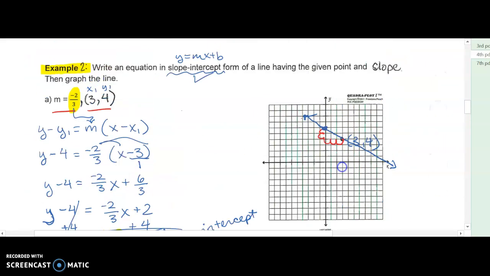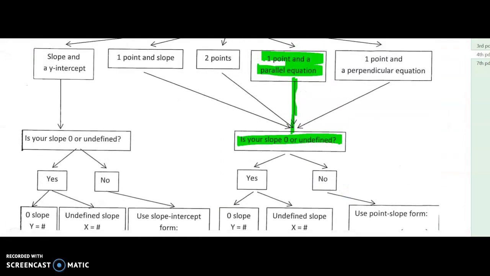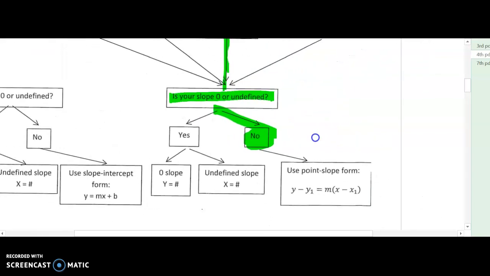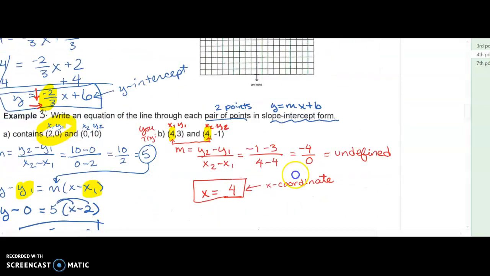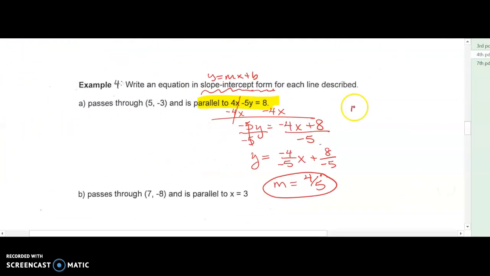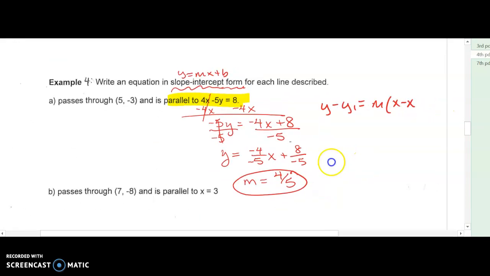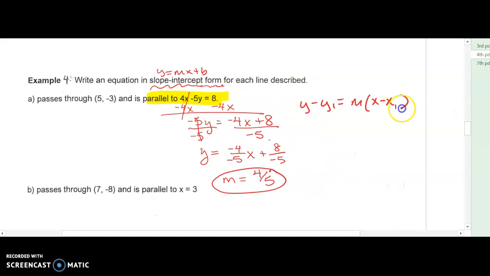So going back to our flow chart, is our slope 0 or undefined? No, it is not. And so use the point slope form again. Here we go. So y minus y1 equals m times x minus x1. We know that parallel means same slope. So if my line is parallel to this line, I want the same slope. So my slope is going to be 4/5.